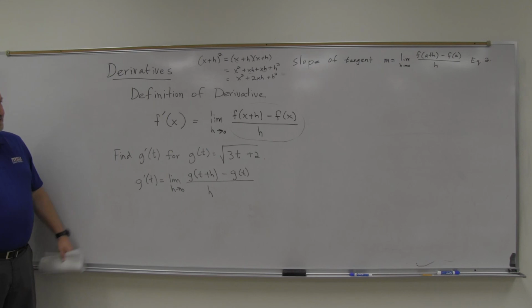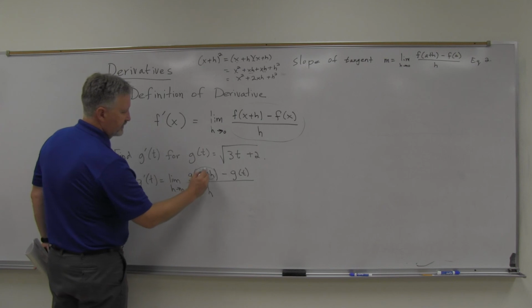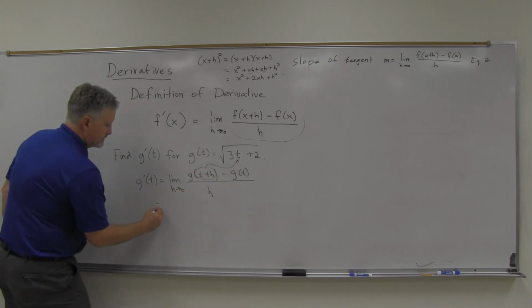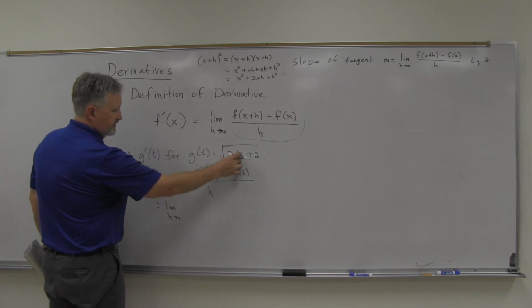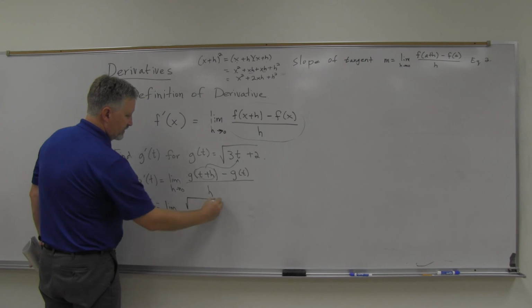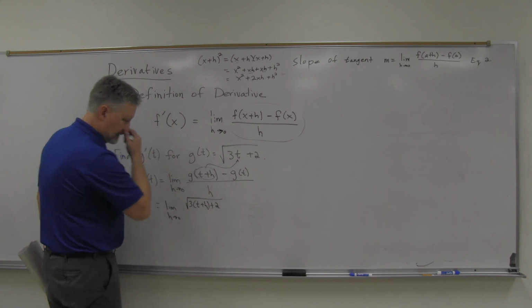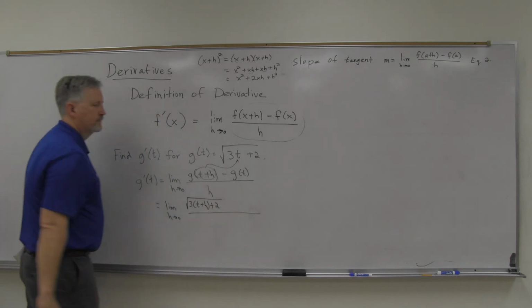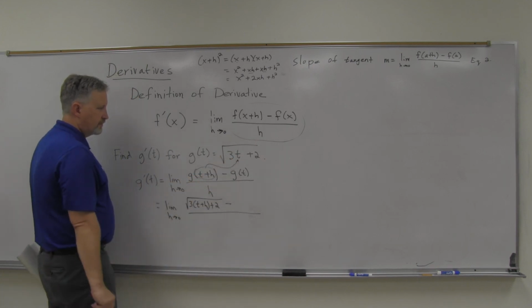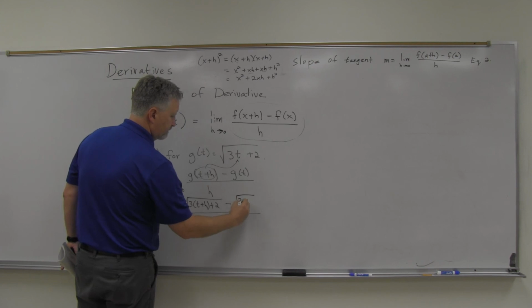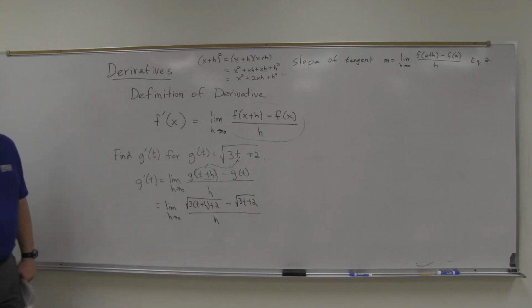So what's this going to work out to be? Well, same thing. For g, I'm going to input t plus h. So that goes in for the t right there. So it'll be the limit as h approaches 0. So g of t plus h would be the t replaced by t plus h, the square root of 3 times t plus h plus 2, minus g of t. Well, g of t is square root of 3t plus 2. And then over h. That's our limit that we need to compute.